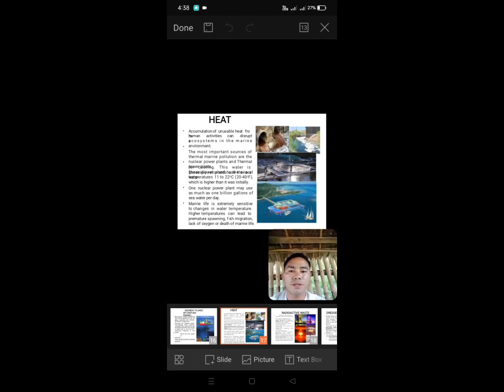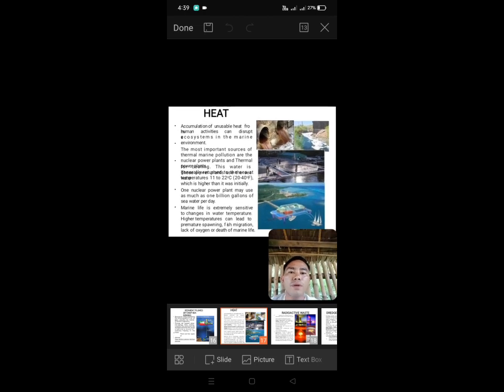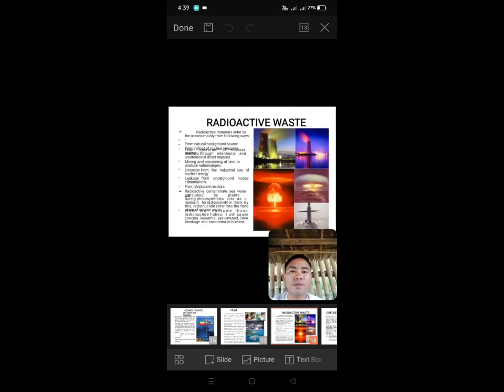This water's temperature is 11 to 22 degrees higher than it was initially. One nuclear power plant may use as much as a billion gallons of seawater per day. Marine life is extremely sensitive to changes in water temperature. Higher temperatures can lead to premature spawning, fish migration, lack of oxygen, or death of marine life.